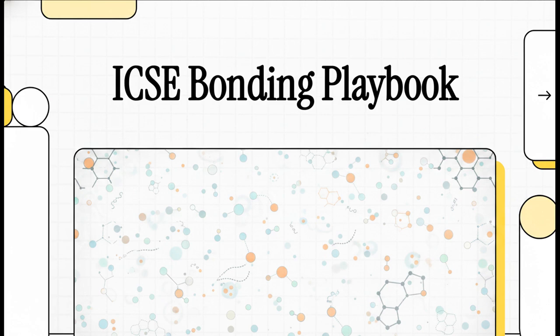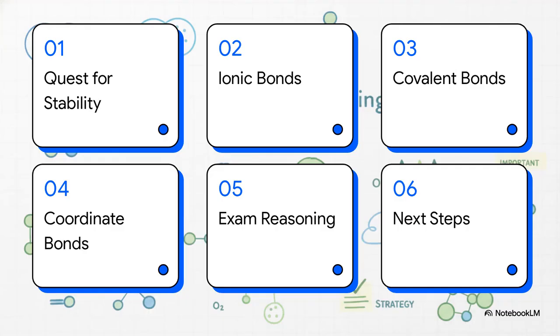Okay, let's dive right in. Here's our roadmap for today's explainer. First up, the quest for stability, followed by ionic bonds, covalent bonds, and coordinate bonds. Then we'll hit some high-yield exam reasoning. And finally, your ICSE MasterClass next steps.